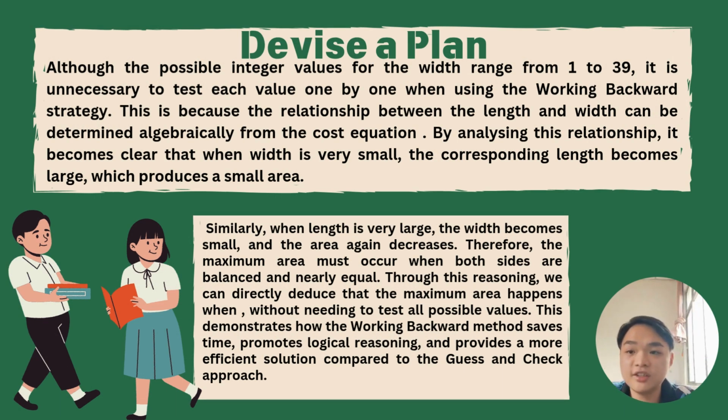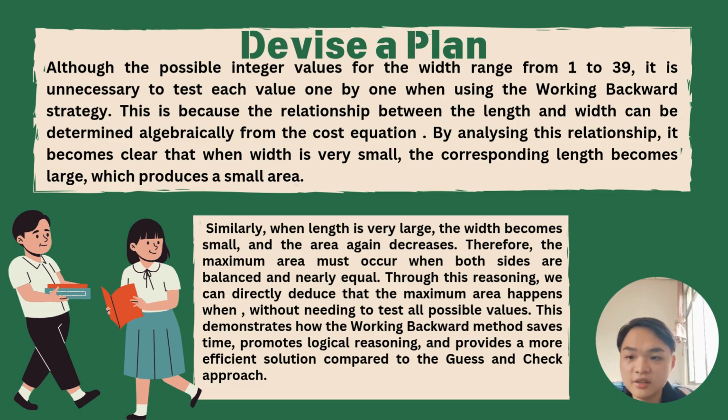For devise a plan, we also need to explain why the possible integer values for the width, with range from 1 to 39, do not need to be tested. It is unnecessary to test each value one by one when we are using the working backward strategy. This is because the relationship between length and width can be determined algebraically from the cost equation.